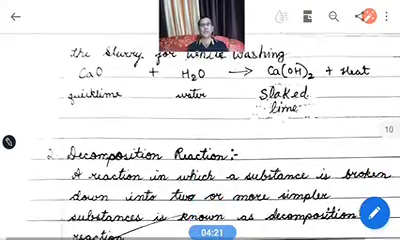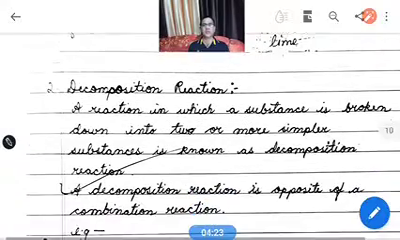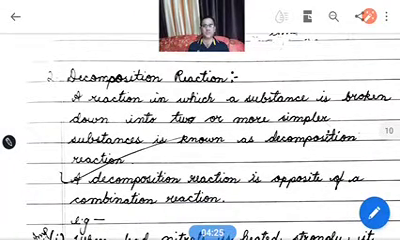Now I am taking another type of reaction, that is called decomposition reaction. That is also very simple. Decomposition means when a single compound breaks into two or more substances, it is called a decomposition reaction. See the definition: a reaction in which a substance is broken down into two or more simpler substances is known as a decomposition reaction.